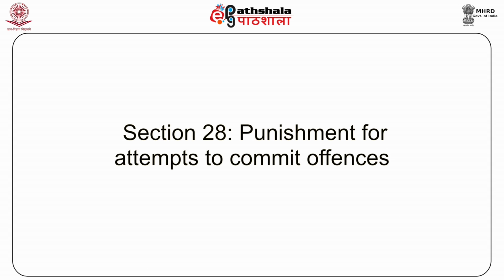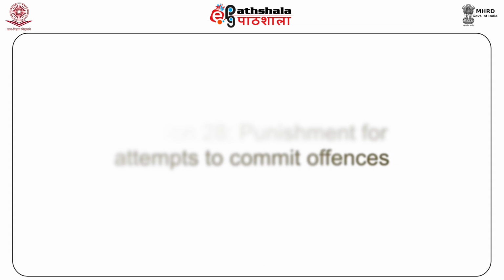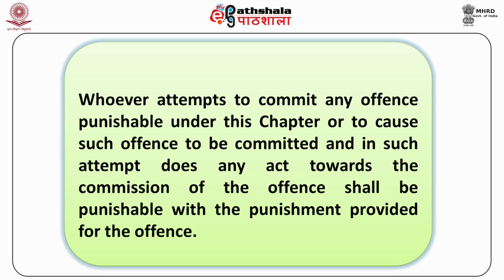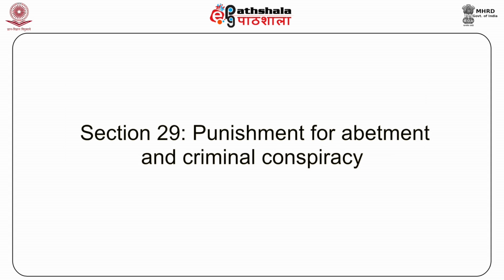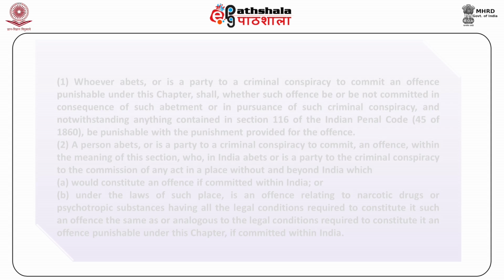Section 28. Punishment for attempts to commit offences. Whoever attempts to commit any offence punishable under this chapter, or to cause such offence to be committed, and in such attempt does any act towards the commission of the offence, shall be punishable with the punishment provided for the offence. Section 29. Punishment for abetment and criminal conspiracy.